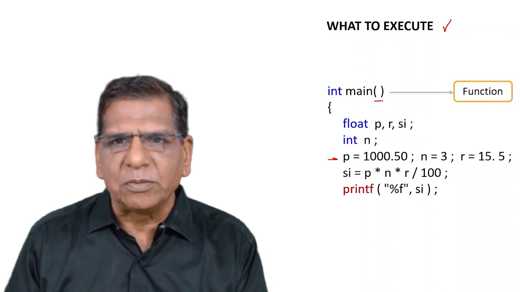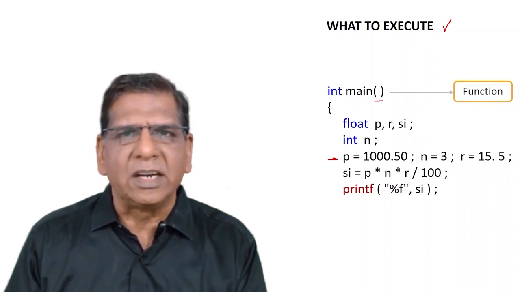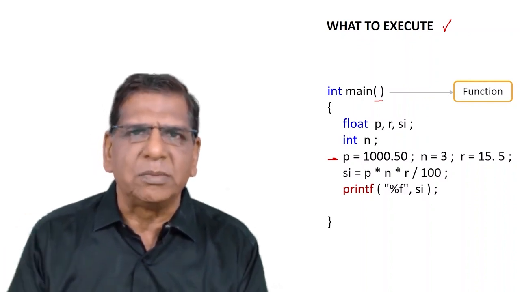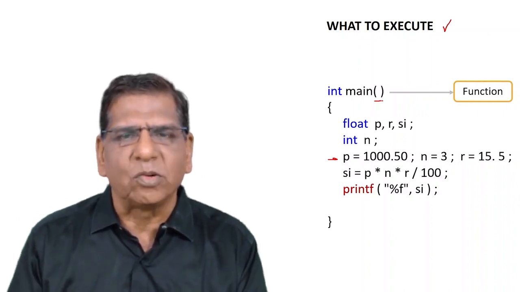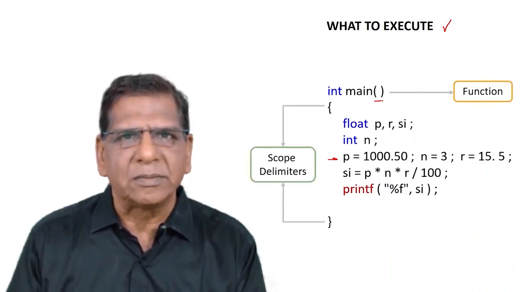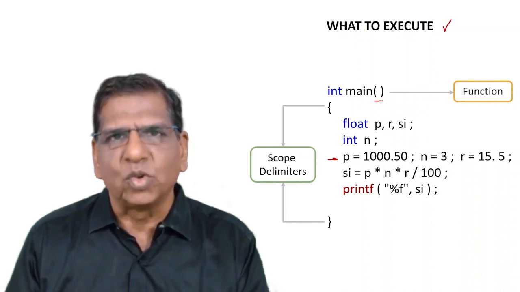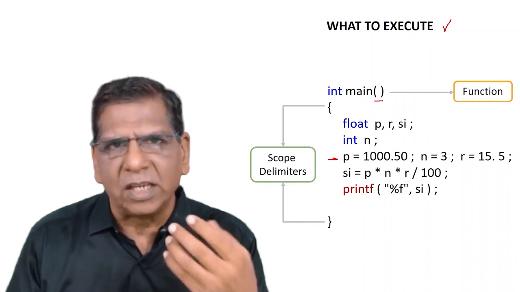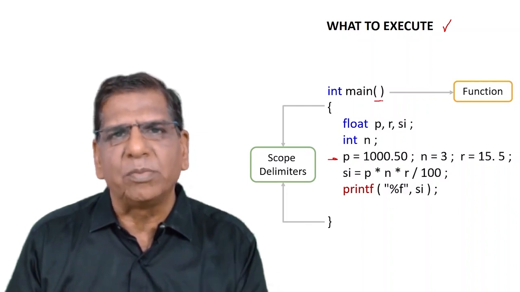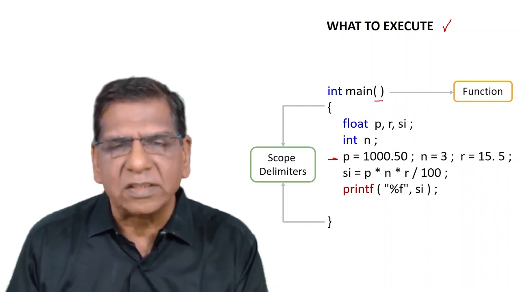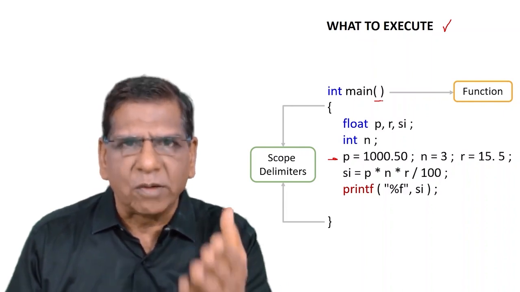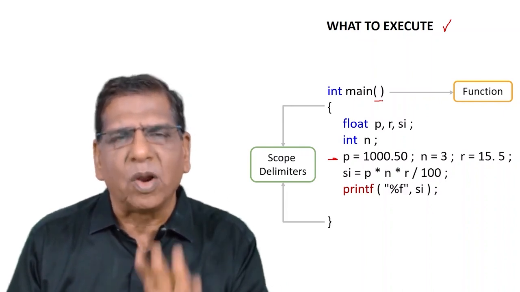Then what statements belong to main? That's indicated by enclosing all those statements within a pair of braces. These braces are known as scope delimiters. They are so known because they are used to delimit the scope of main, indicate what statements belong to main. Whatever falls within that pair of braces belongs to main.